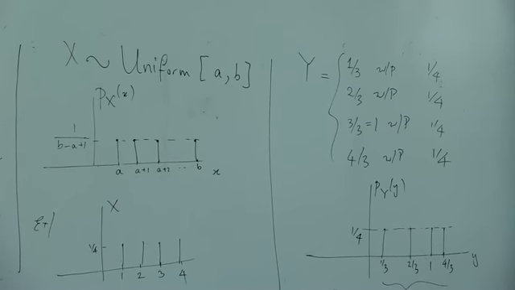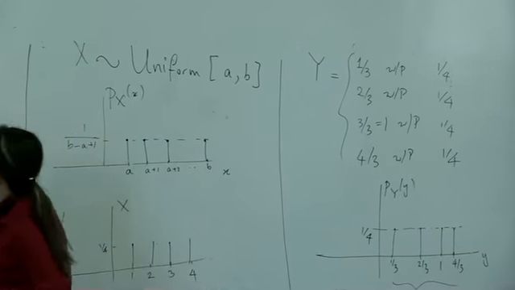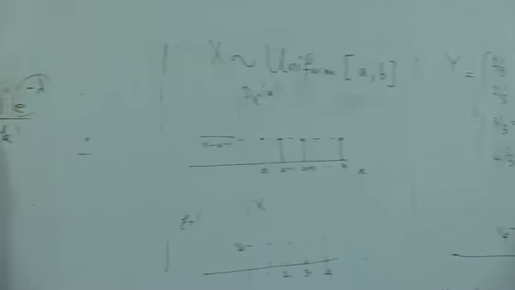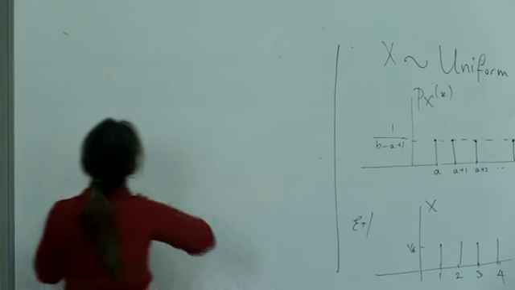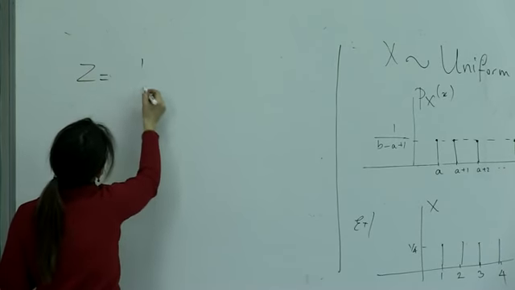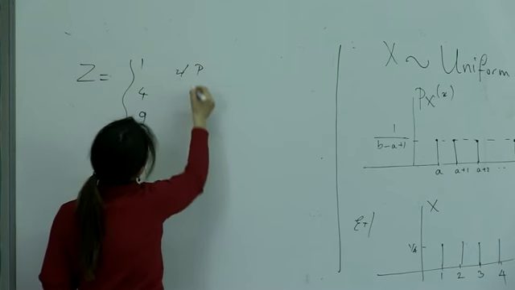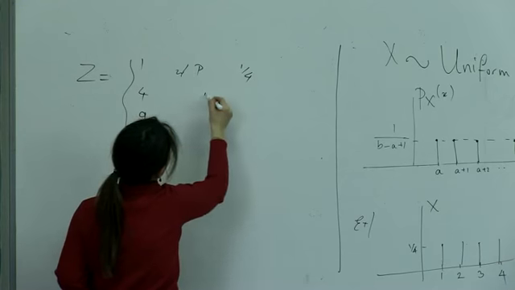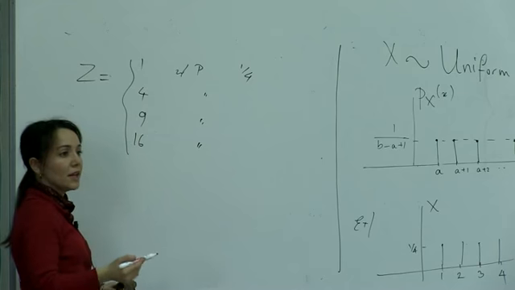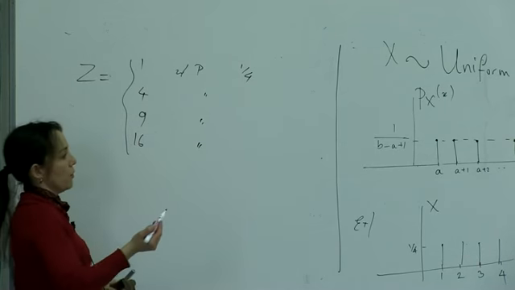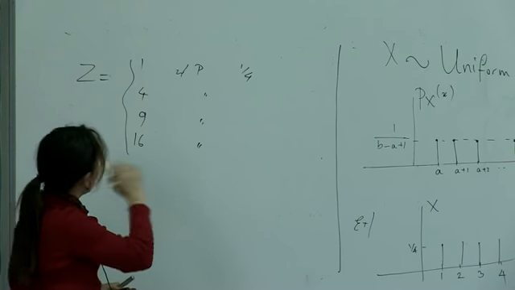Square of the outcome. Again, is z uniform? So z takes the values 1, 4, 9, and 16. So z is 1, 4, 9, or 16 with probability 1/4, 1/4, 1/4, 1/4. Is z uniform? No. Okay.